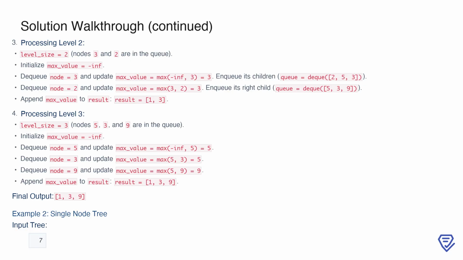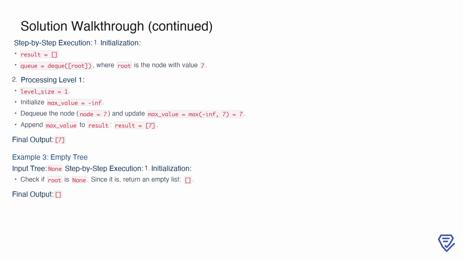We append 9 to the result list, which now becomes 1, 3, 9. This gives us the final output for this tree, 1, 3, 9. Now consider the second example, which is a single-node tree where the root has a value of 7. We initialize an empty list, result, and a queue containing only the root node.